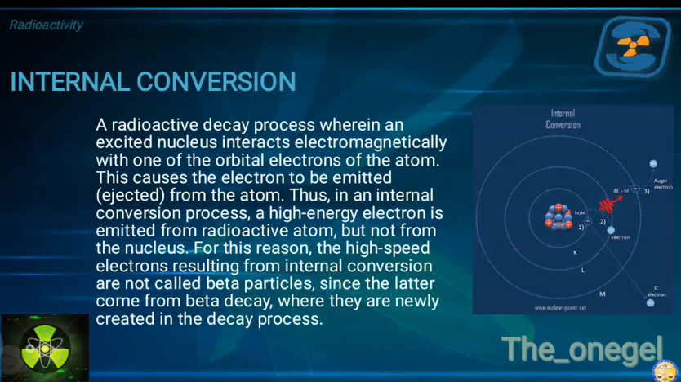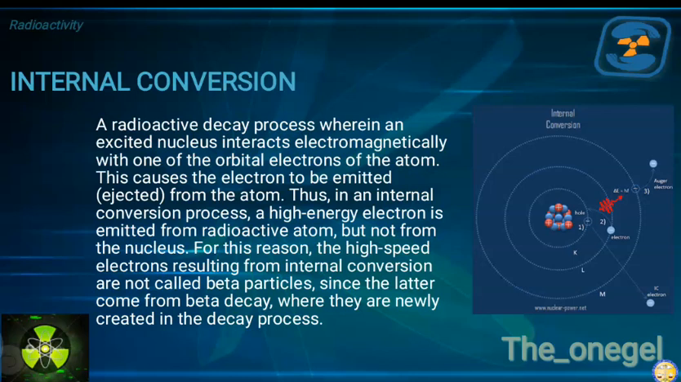So, now let's come to internal conversion. Okay? So, a radioactive decay process wherein an excited nucleus interacts electromagnetically with one of the orbital electrons of the atom. Sabi natin kanina, di ba? Dapat conversion or the process is in the nucleus. So, meron naman, di ba? The nucleus interacts electromagnetically. May nilalabas siyang photon galing sa nucleus na nakipag-interact siya sa orbital electron. And that this causes the electron to be emitted or ejected from the atom.